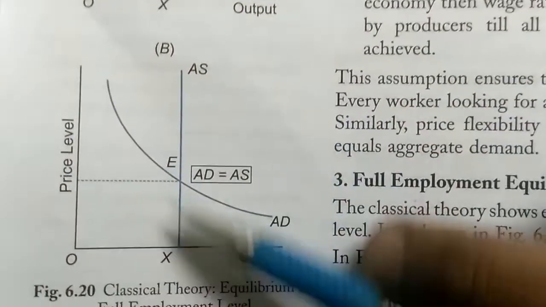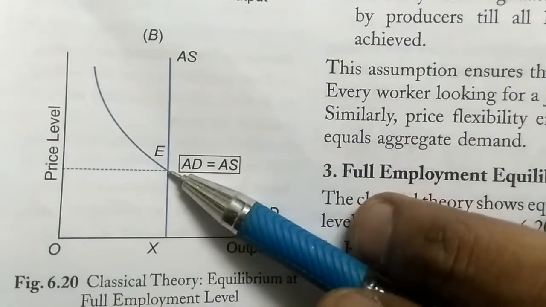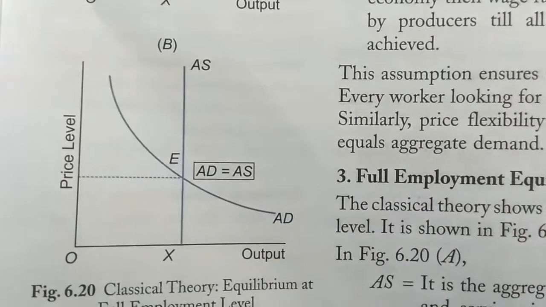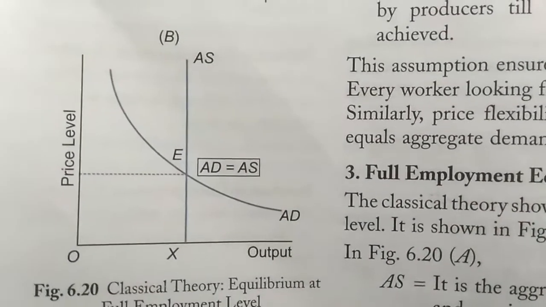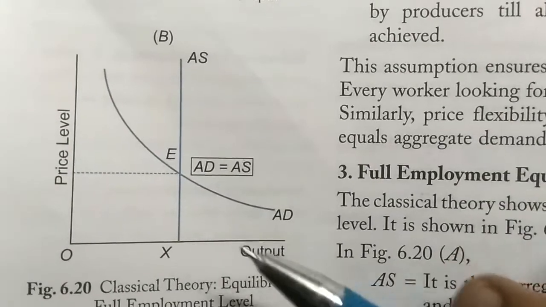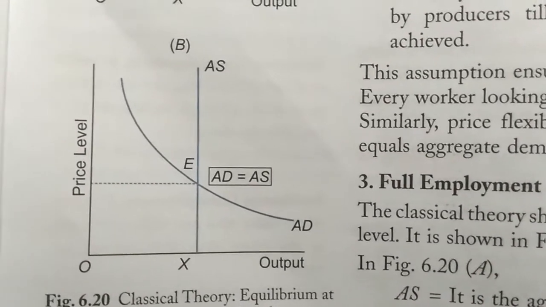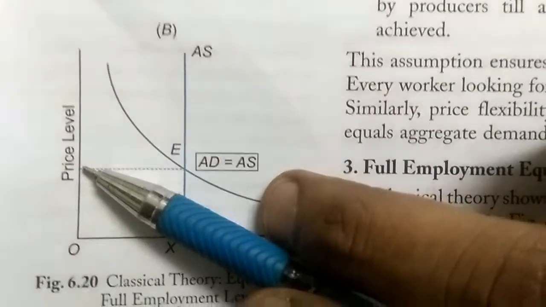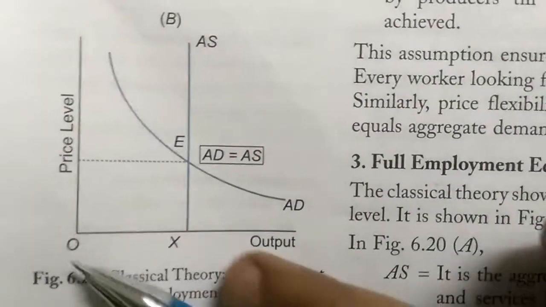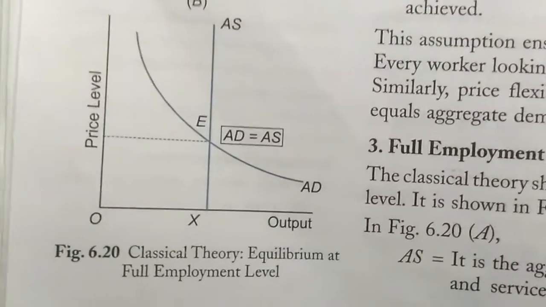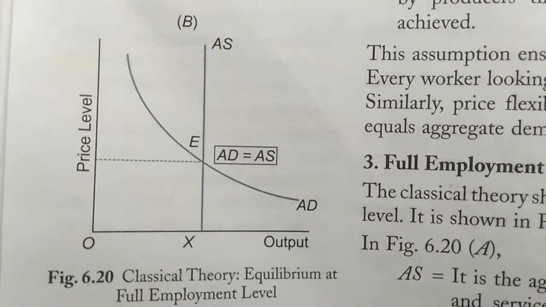At point E, the equilibrium point, aggregate demand equals aggregate supply. This is the aggregate supply curve, this is the aggregate demand curve, and both are equal at point E. It is the full employment equilibrium. It gives OP as the equilibrium price and OX as the equilibrium level of output.